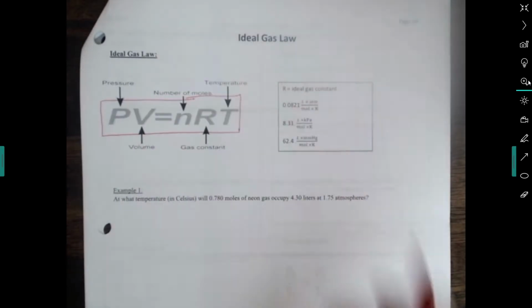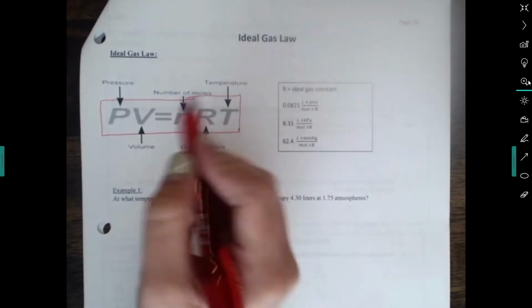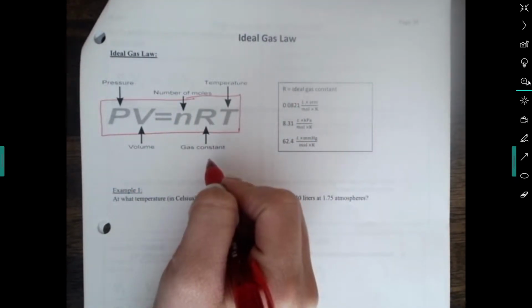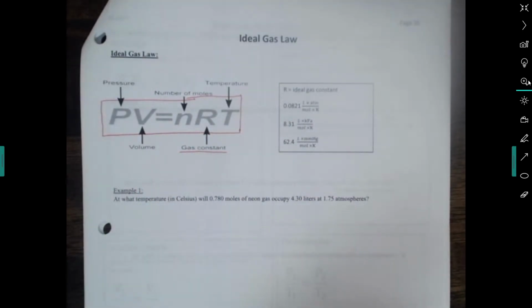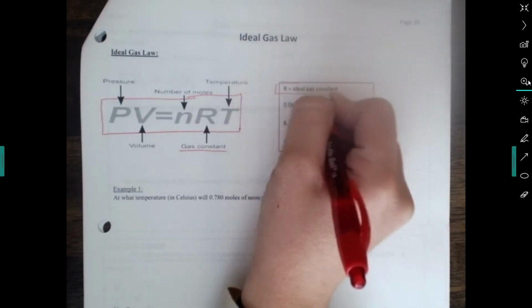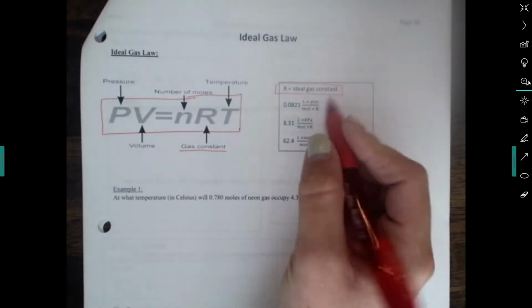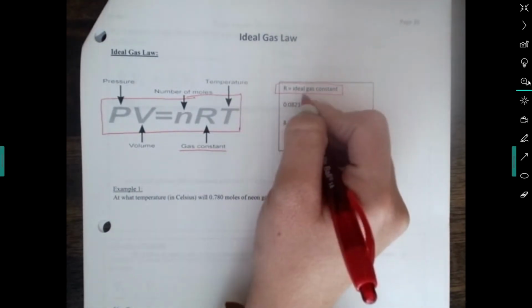So let's talk about what each of these variables are. These should be familiar to us: pressure, volume, moles, temperature. This one is not super familiar. This is our gas constant. And this is where you're going to find your values for R. It's going to be one of these three things. It's probably most of the time going to be this one.